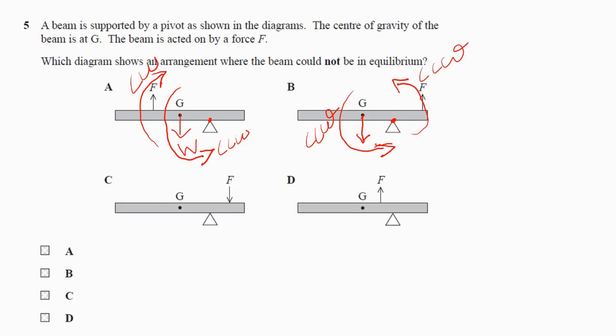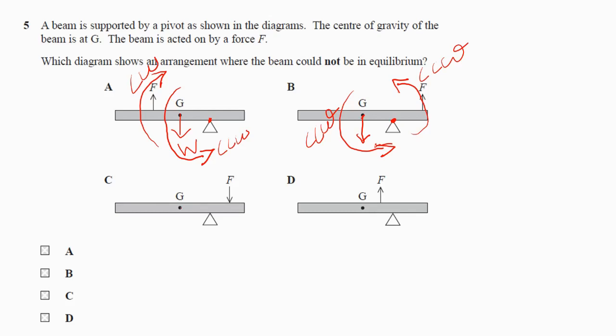That means there is a tendency of rotation of the beam, because they are in the same direction. There is no balancing moment in the second case. The moment due to the weight about the pivotal point and the moment due to the applied force F about the pivotal point are both in the same direction. So there will be a net couple or net moment in the system, so the beam could not be in equilibrium. Then what about the third case?